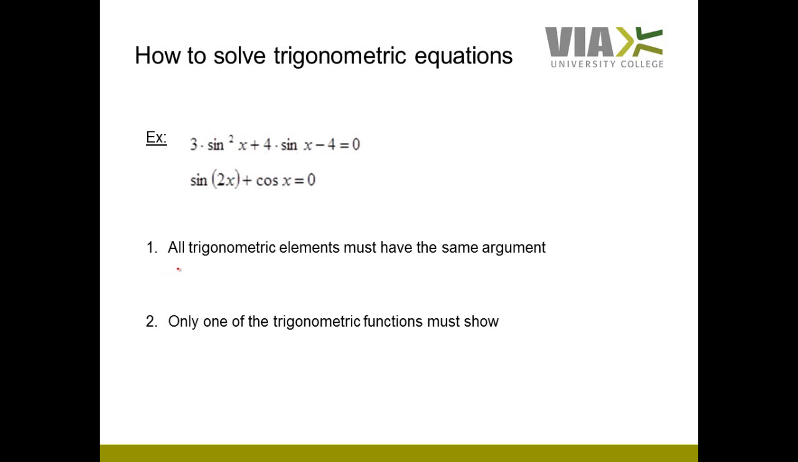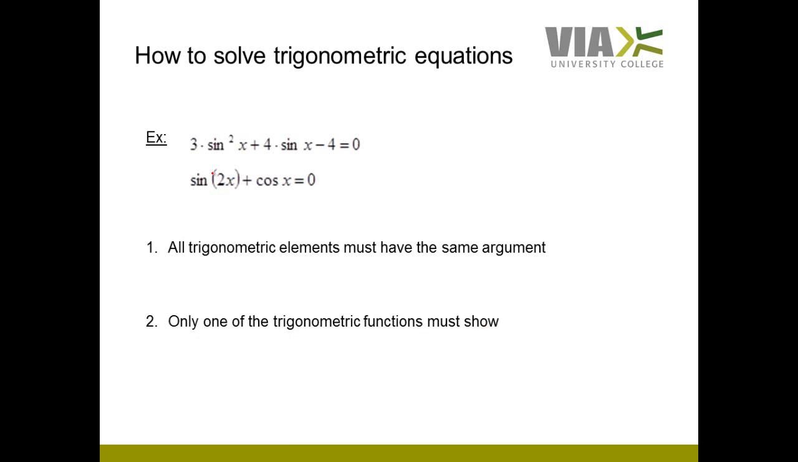The first one is that you have to make sure that all the trigonometric elements have the same argument. Up here in these examples you can see that in the second one we have both sine 2x and cosine x. So we need to do some rearrangements using our trigonometric relations so that we only have the same argument x. The second aspect you have to consider is that you must make sure that only one of the trigonometric functions will show.